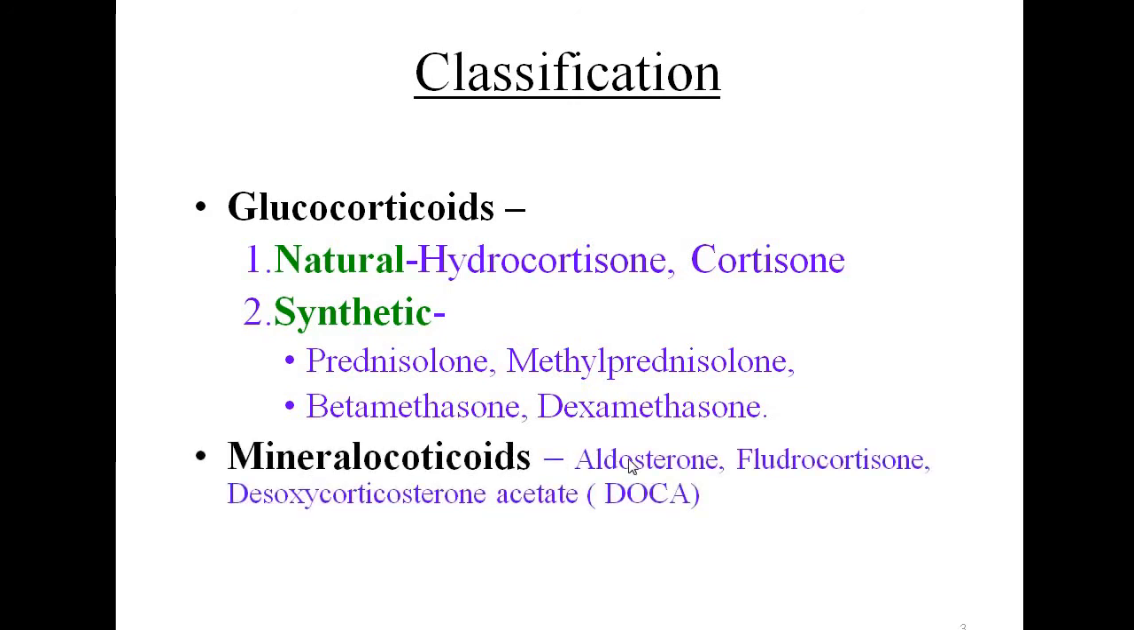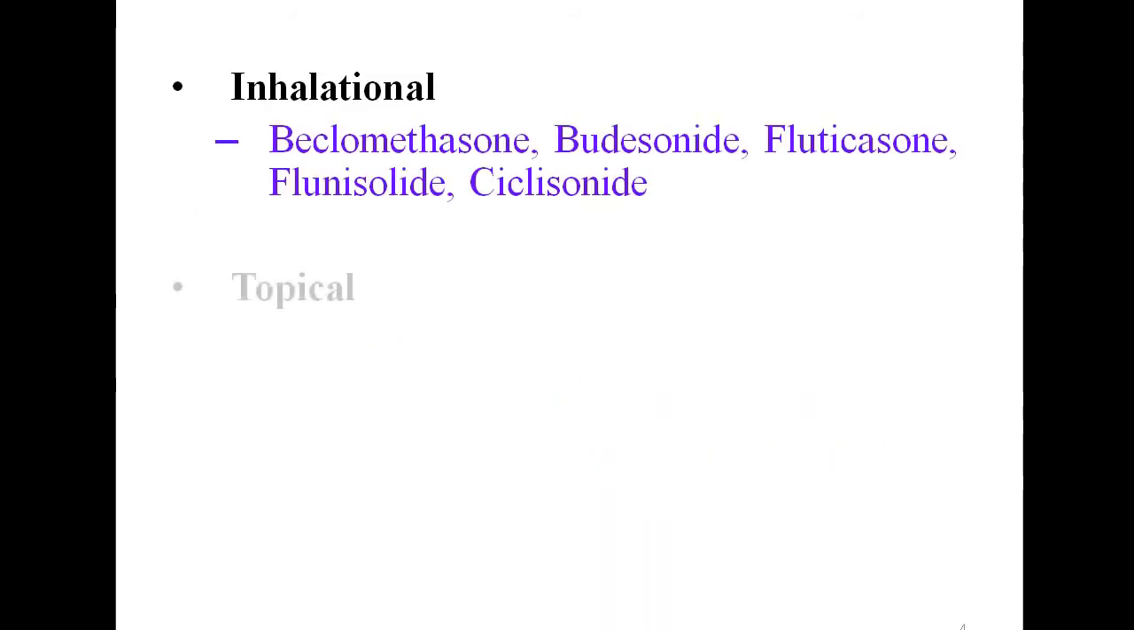The mineralocorticoids include aldosterone, which is natural, fludrocortisone and desoxycorticosterone acetate. And of course the adrenal androgens or sex hormones. Inhalational corticosteroids, that is those which are used in the prevention of bronchial asthma, include beclomethasone, budesonide, fluticasone, flunisolide and ciclesonide. Inhalational corticosteroids is a 5-mark question in a theory paper.